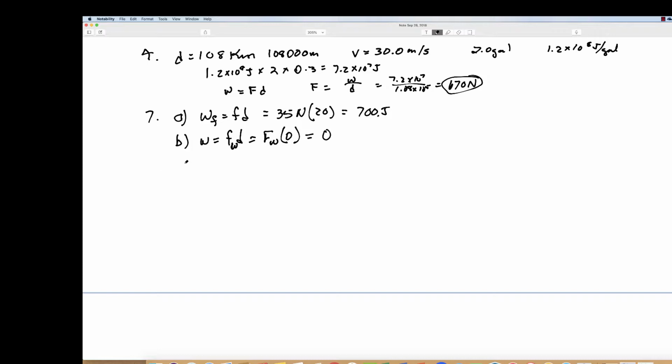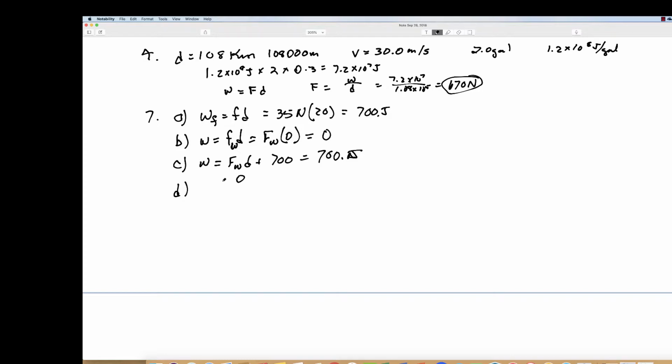C, what is the work done on the cart by the shopper? Now, this is the point where we have to take into account the total work. The total work here is going to be this work done against gravity, which is nothing, and then the work against friction, which we've already decided was 700. And so this also is going to be 700 joules.